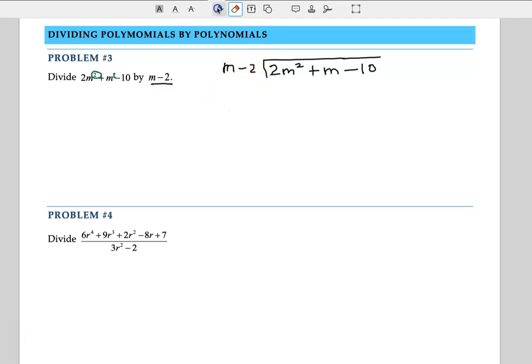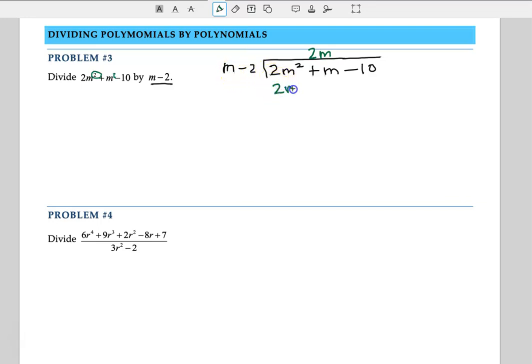So what we're going to ask ourselves is, what times m gives me 2m squared? So if I said 2m, let's think about this. 2m times m gives me that 2m squared.